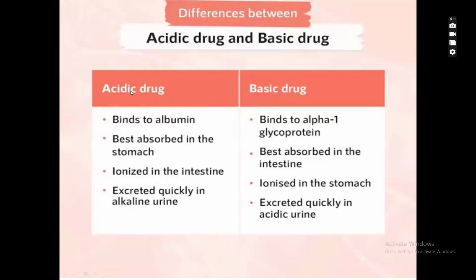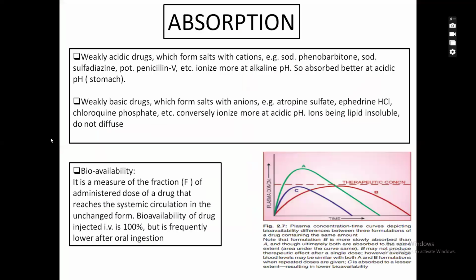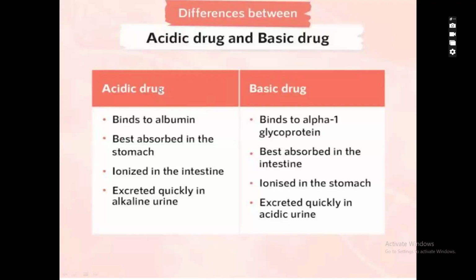So these are the acidic drugs. Acidic drugs mainly bind to the albumin, are better absorbed in the acidic pH, and are ionized in the intestine, because the intestine has a basic pH. So it becomes ionized in the basic pH. So it's better absorbed in the stomach. So we have already read that the acidic drugs are better absorbed. So for this, take it as weak acidic drug, weak basic drug.